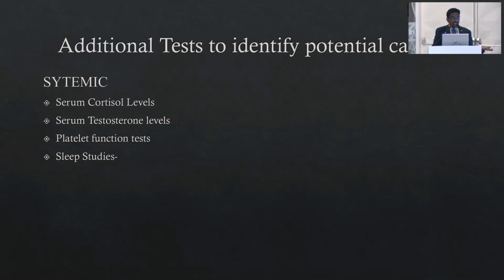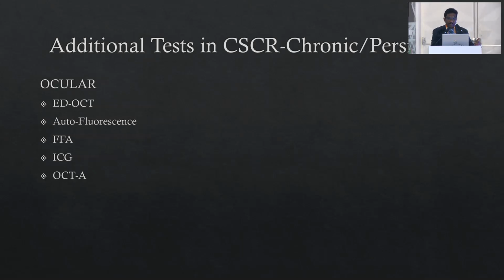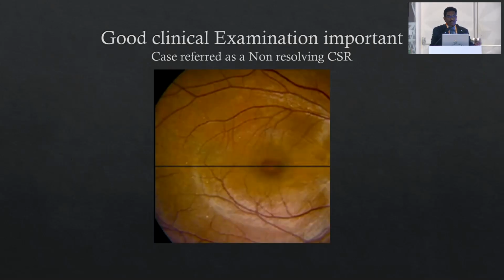Then, in these cases, we may require additional tests. In chronic CSR patients, I may consider doing serum cortisol levels, testosterone levels, platelet function tests. Sleep studies I have not yet done, but may need to consider them. As far as the additional ocular tests are concerned, we may have to do an enhanced depth OCT, then ICG and OCTA. These are the three investigations that would be required in these cases.